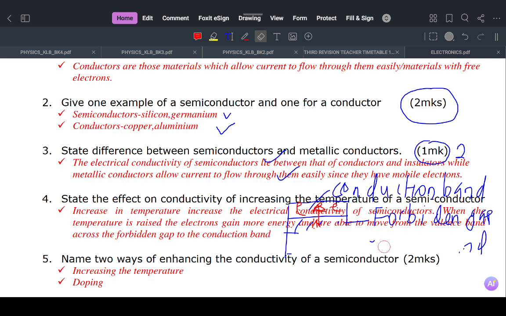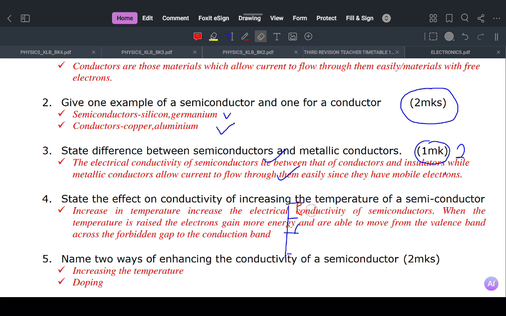So when a semiconductor, whether it is silicon or germanium, is heated, the electrons are going to jump to gain enough energy so that they can jump from the valence band through the forbidden gap to the conduction band, where they are going to conduct electricity.